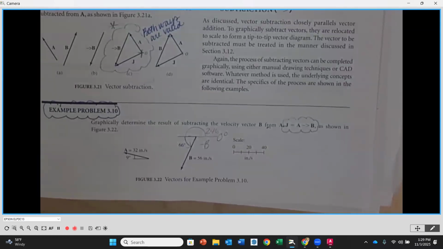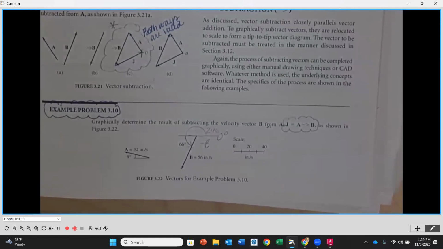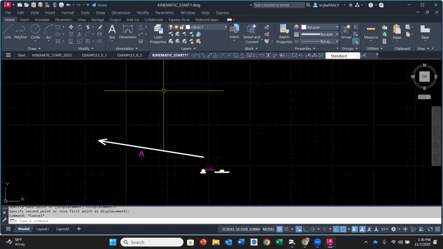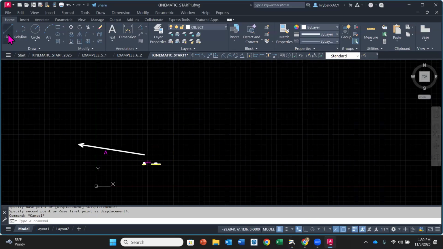Is it 246? Nope, use a calculator. 180 plus 66. 246. Okay, excellent. That's okay. That's all right. So we're going to draw that line at the 246 so that we have it.